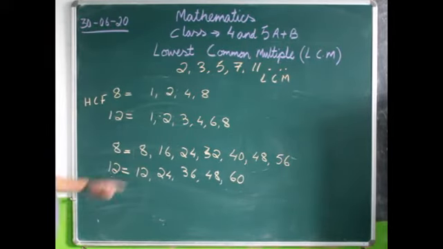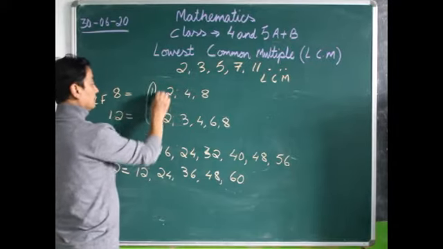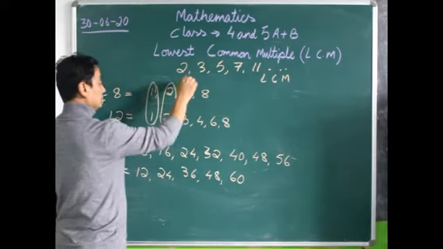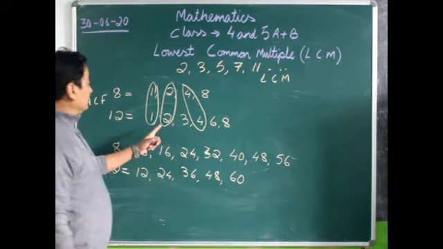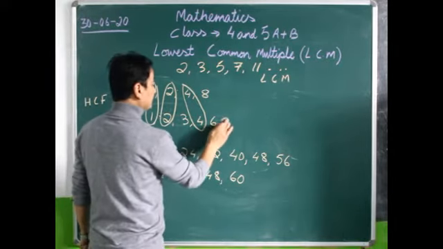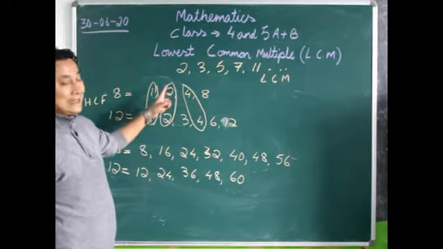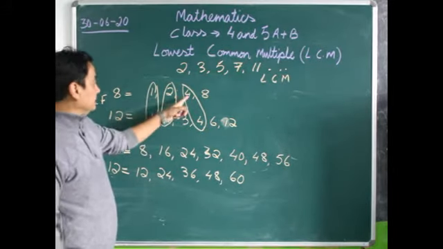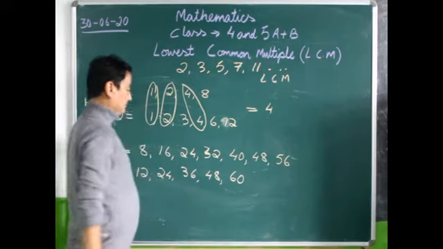So now here at HCF we circle the common numbers: 1 and 1, 2 and 2, 4 and 4. Over here this should not be 8, it should be 12. Here the highest number that has been circled is 4. So the HCF will be 4.